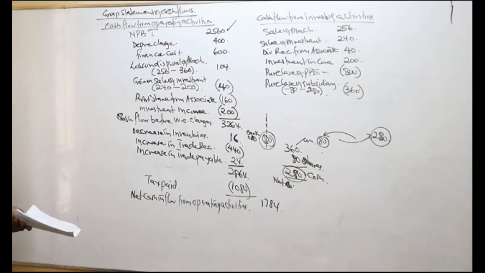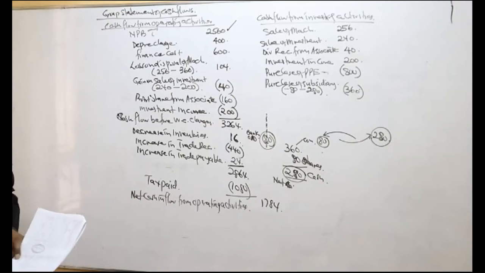So I think we are now through with the investing activity items, unless there is something else we are remaining with. Find out whether there's something else we are left with.